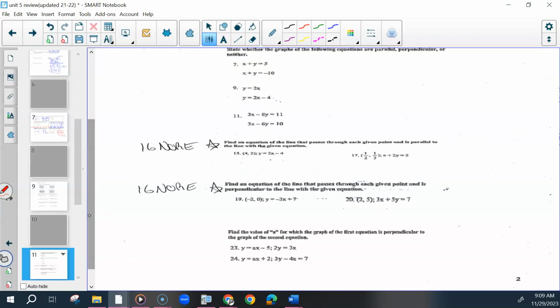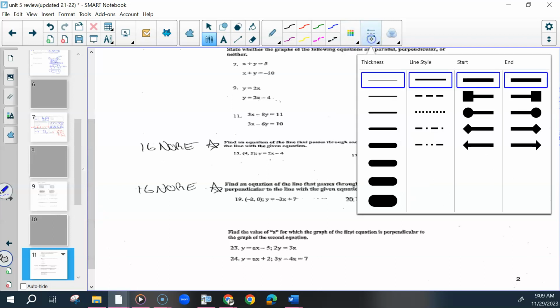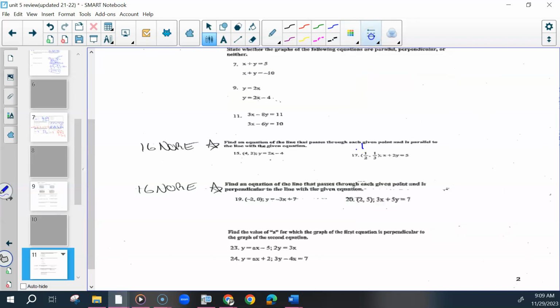I'm going to rewrite this just a little bit bigger because it's a little hard to see. So this is (1/2, 1/3), and the equation is x plus 2y equals 5. So we are looking for the equation of the line that passes through the given point and is parallel to the given equation. So we have to solve this first, subtract x on both sides.